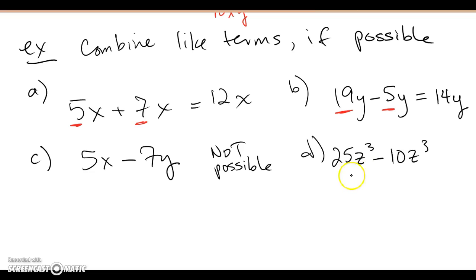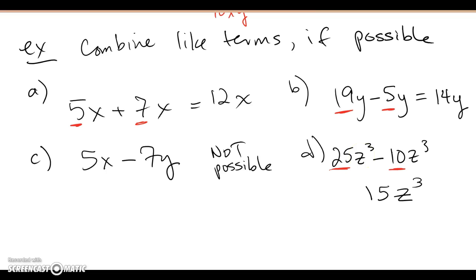How about part D? 25z cubed minus 10z cubed. Again, the z cubes are the same. I only got to worry about the 25 minus the 10. So I end up with, I guess, 15 and attach the z cubed. I had 25 of these guys minus 10 of these guys, leaves me with 15 of those guys. I don't touch the exponents of the z's. I just copy it right down because they are like terms.